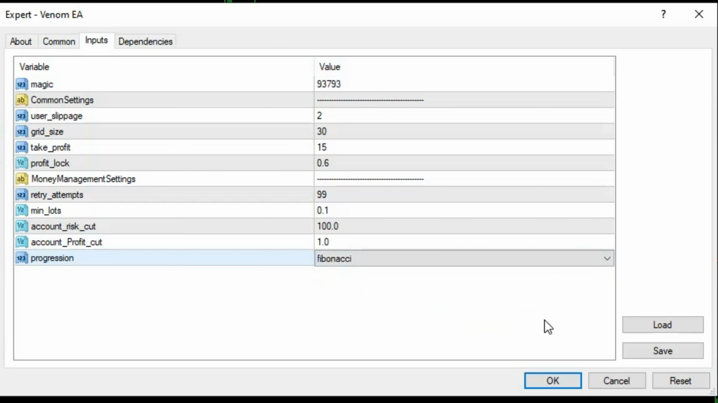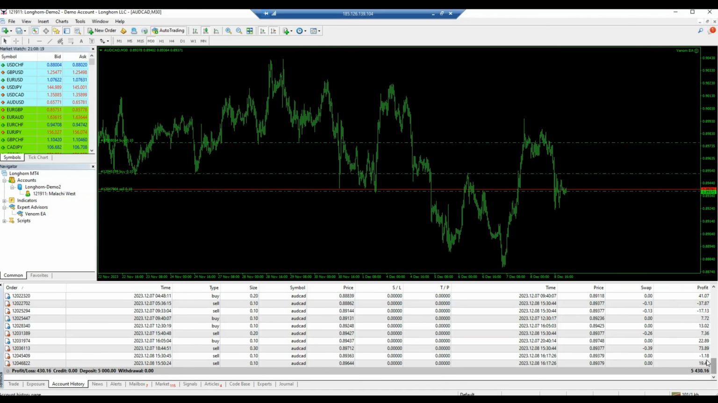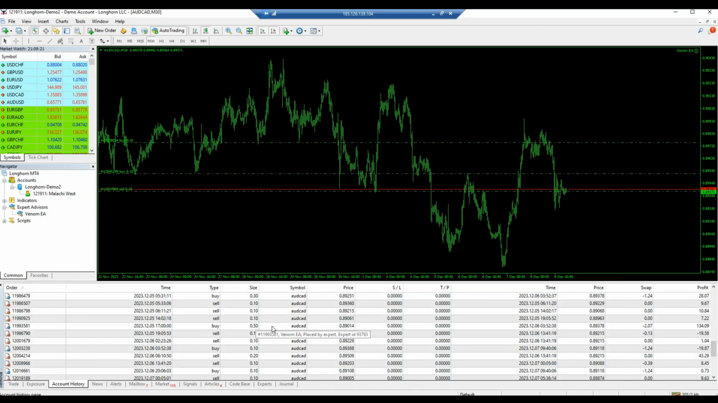I'm currently using the Fibonacci on this one, and all that means is the progression of the lot size is 1, 1, 2, 3, and I'm not sure if I've gotten past, yep, I got 5. So it'd be 1, 1, 2, 3, 5. All Fibonacci does is add the 2 numbers before it to get the next one. So 1 plus 0 is 1, 1 plus 1 is 2, 1 plus 2 is 3, 2 plus 3 is 5, 5 plus 3 would be 8. And I don't think I've ever gotten on this to where I've gone to an 8.